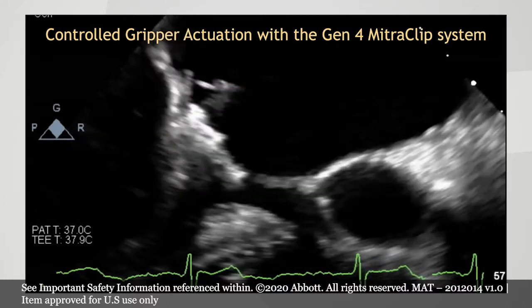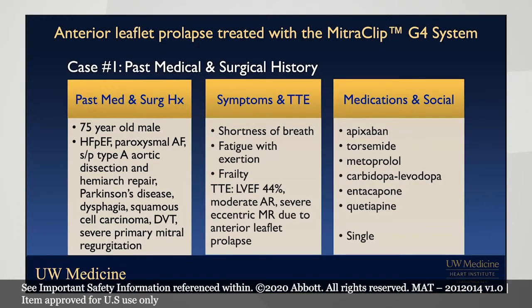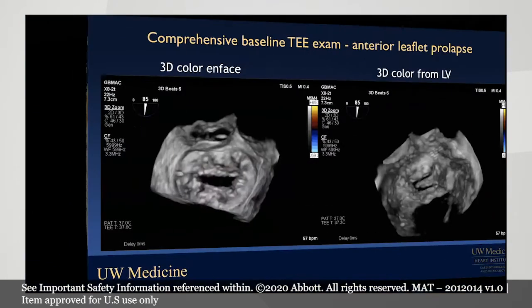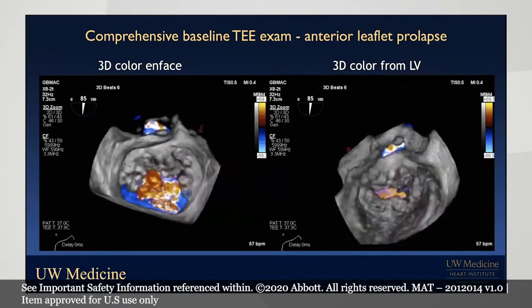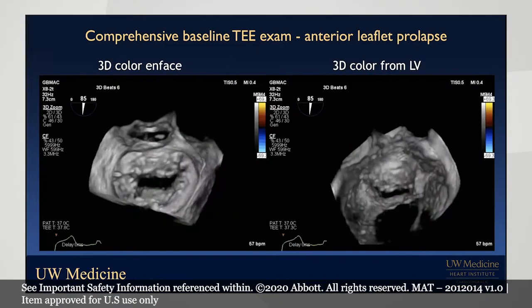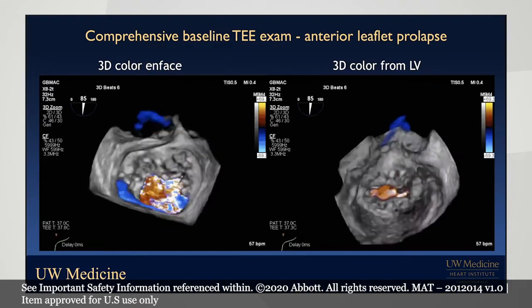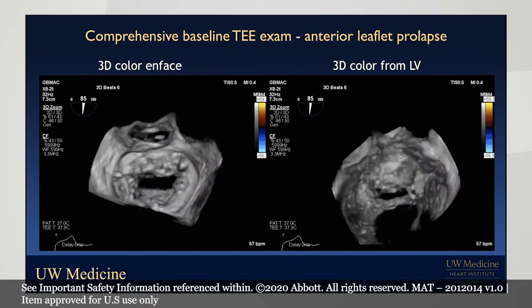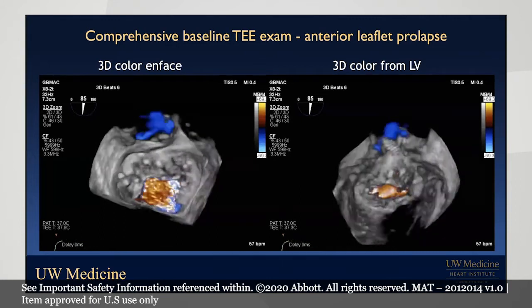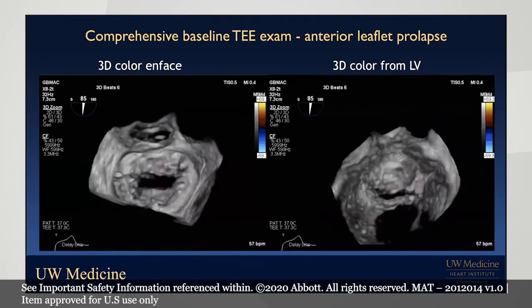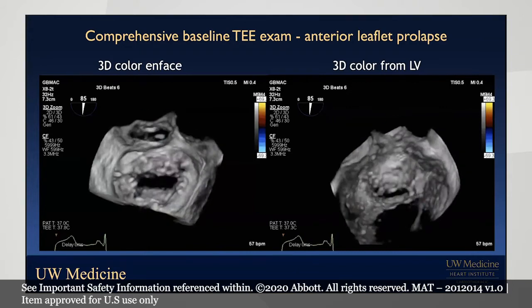This is a 75-year-old male. I'm not going into all the details of his history, but suffice it to say that the patient presented with an anterior leaflet prolapse for percutaneous treatment of the mitral valve. He had an extensive surgery with aortic dissection in the past and therefore was not a great candidate for repeat surgery. As you see on the left-hand side, there is a significant and very broad-based MR jet that is going posteriorly with this anterior leaflet prolapse.